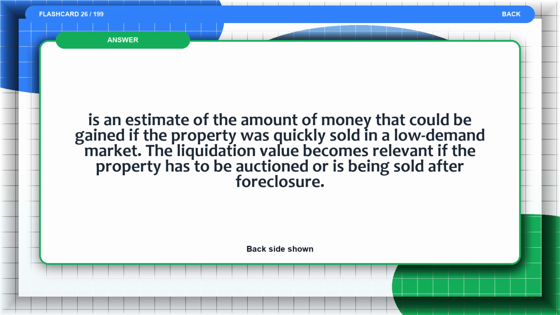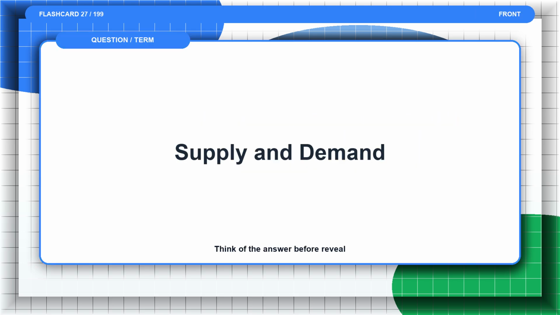The answer is an estimate of the amount of money that could be gained if the property was quickly sold in a low-demand market. The liquidation value becomes relevant if the property has to be auctioned or is being sold after foreclosure. Flashcard 27. Supply and demand.